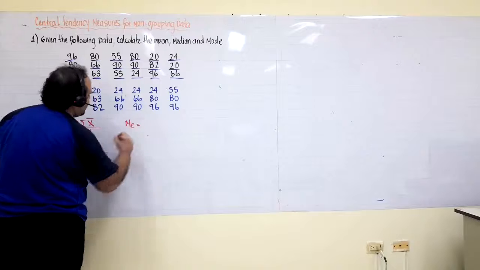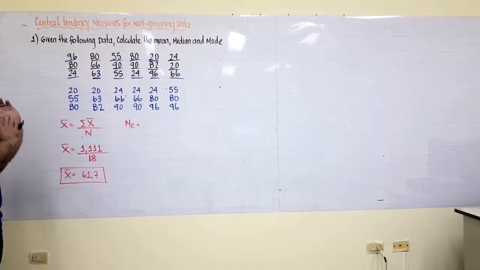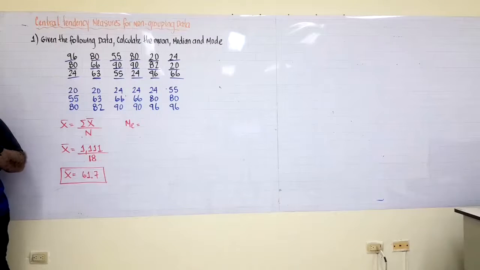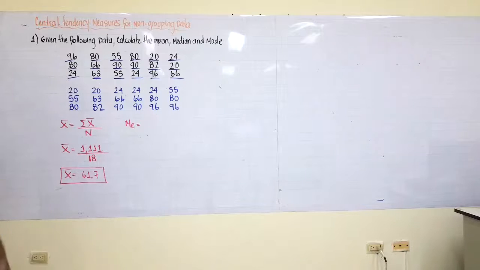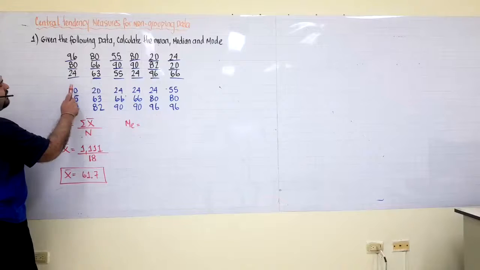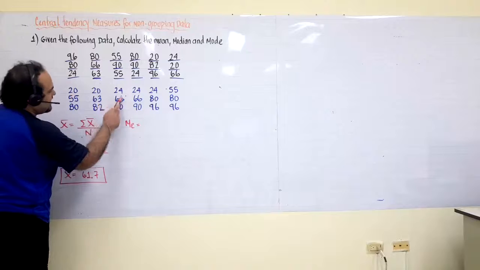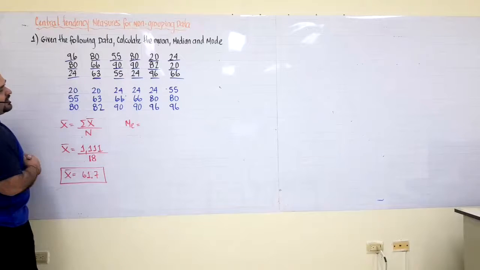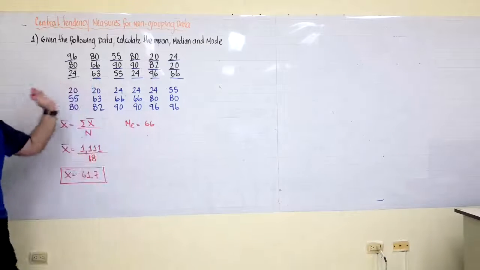Because we have 18 data, we're talking about an even number, right? Because we have an even number, what are we going to do? We're going to identify the half of 18, which is 9. So we count the numbers from the smaller one to the bigger one until we reach the number 9: 1, 2, 3, 4, 5, 6, 7, 8, 9. In this situation, data number 9 will be 66, counting from the smaller one to the bigger one.